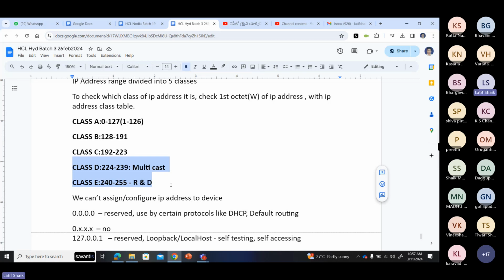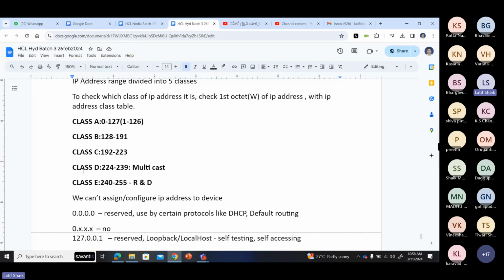Okay, to the systems, like the PCs, servers, laptops, mobile phones, or to the routers also, gateways, firewalls, we don't assign these IP addresses to them. Class D is multicast. Class E is research and development, meaning there are reserved IP addresses for some specific or further usage purpose.